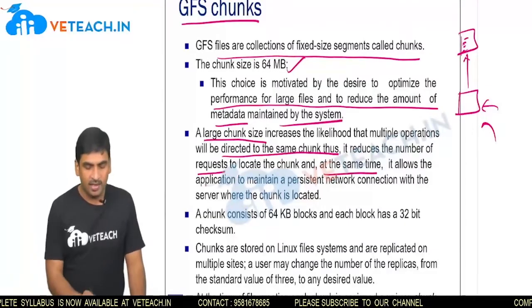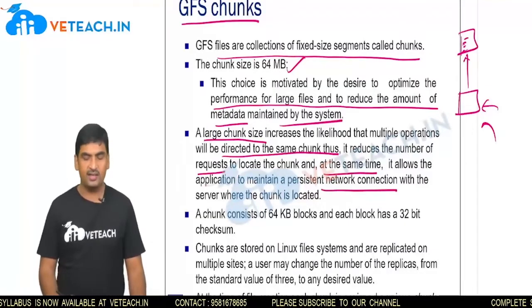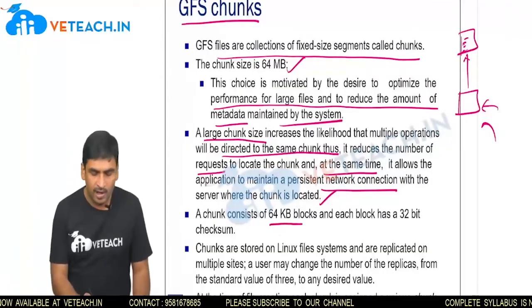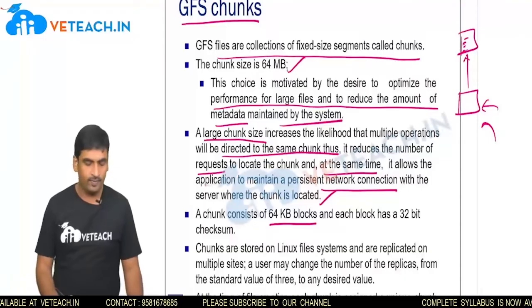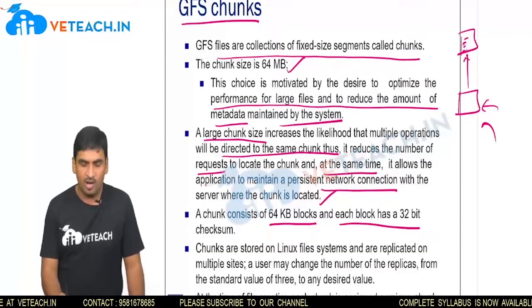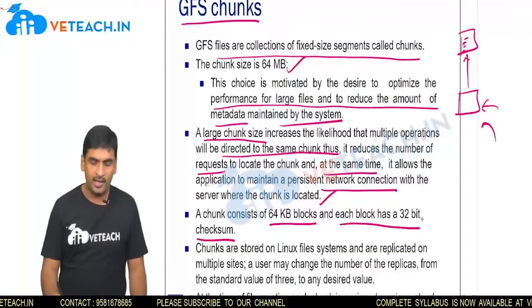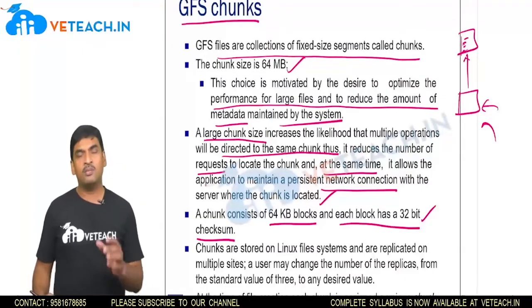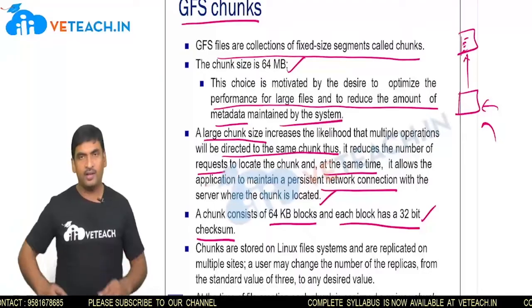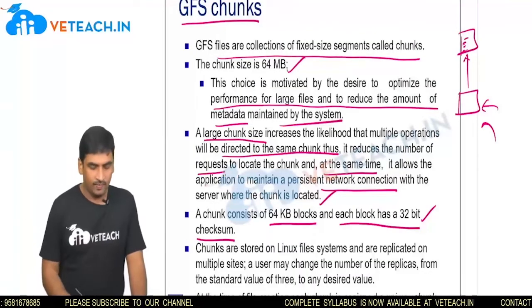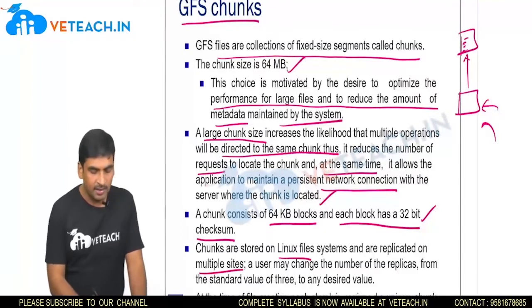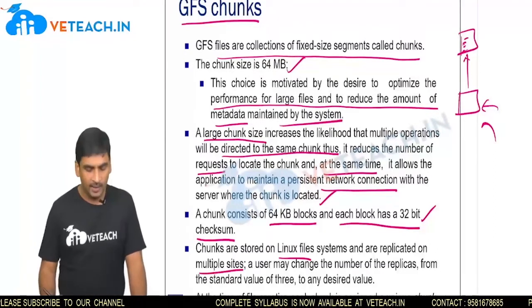It allows the application to maintain a persistent network connection with the server while the chunk is loaded. So, 64 kilobyte blocks, and each block has a 32 bit checksum. Each chunk will have 64 KB blocks and each block will have a 32 bit checksum. These are stored in Linux file systems and are replicated on multiple sites to ensure reliability.